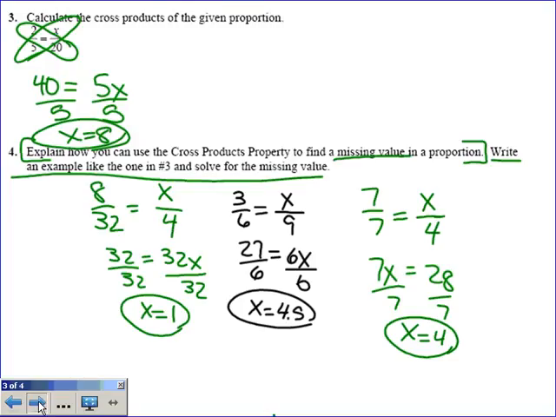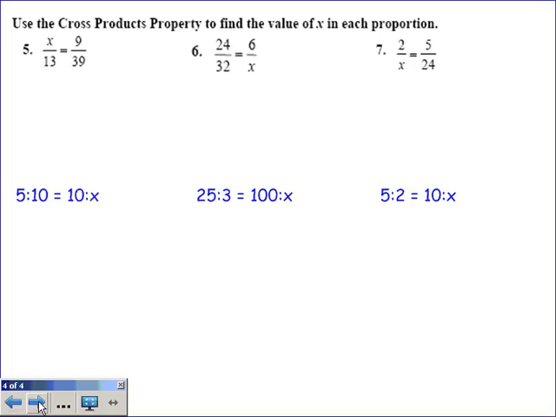Well, if you don't want to, we do have some examples that we need to look at here. Let's look at number 5. Yours are crunched together a little bit too much here, so I spread them out a little bit. It says use the cross products property to find the value of each proportion. Let's go with Silas. How do we do number 5?